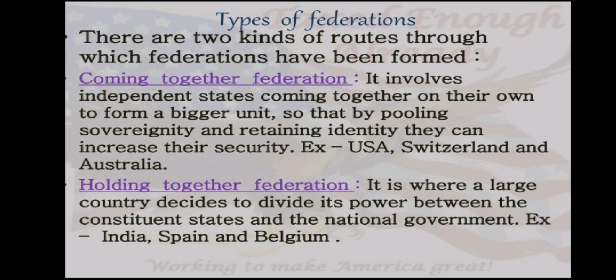Now, the second type of federation is holding together federation. Here, a large country, take the example of India, decides to divide its power between constituent states and the national government. Examples are India, Spain, and Belgium. But here, the central government tends to be more powerful in comparison to states. I hope you understood the difference between coming together federation and holding together federation.